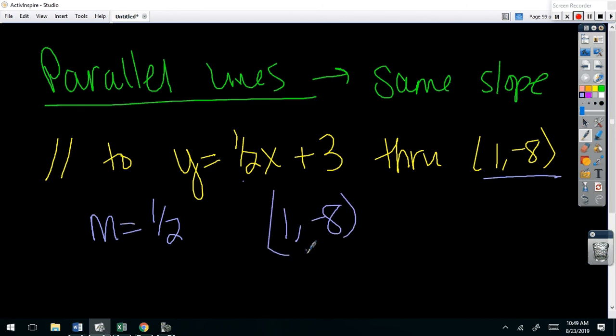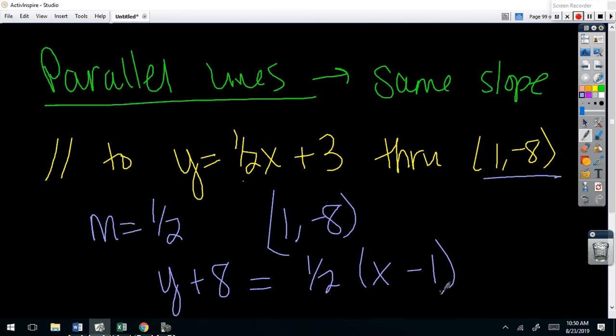If I have a point and a slope, the smartest form of a line to use is what? Point slope. Write the equation. What's it look like? Don't look up until you've written it and make sure you got it right. You can. It's a little more work to do it like that, but you can.